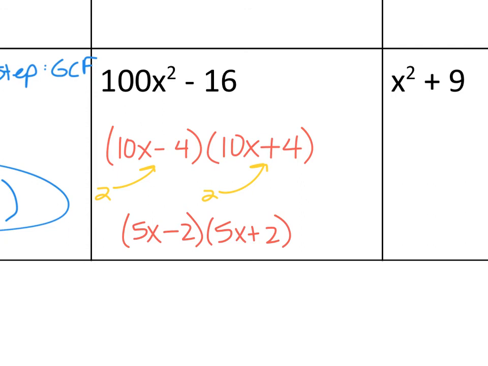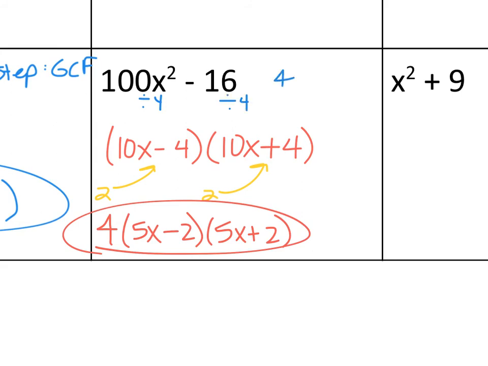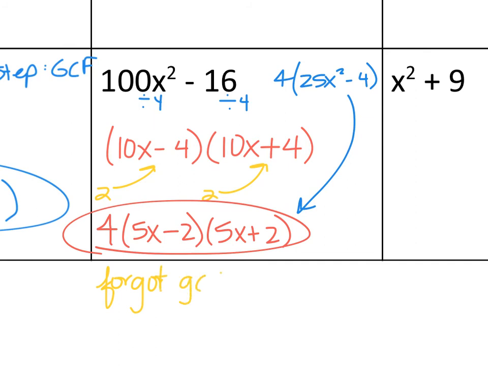But think about, if you took a 2 out of both of them, that really means that you took a 4 out altogether. Okay? And you could have seen that in the very beginning, that both of these divide by 4. And that would have given you 25x squared minus 4, which would have still led you to this final answer. But I wanted to show you how to check in case you forget to take the GCF out. So you may want to make a note to yourself that this is if you forget the GCF. And I know I wrote forgot, whatever.